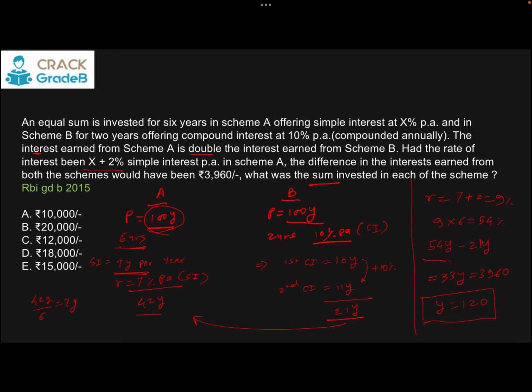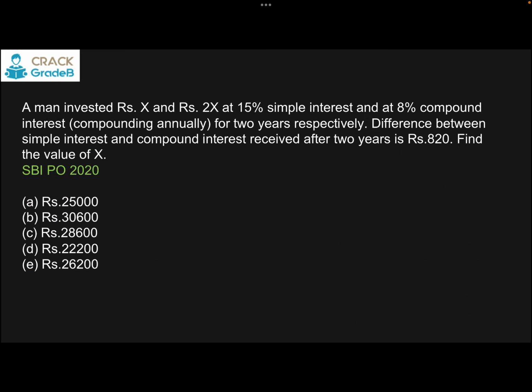They are asking what is the sum invested. So they are asking the value of P. So just put y is equal to 120 here, and the complete principal will be 12,000. So you can get the type of the questions that they ask in RBI Grade B. The questions will be mostly comparison based. So scheme A, scheme B type of question you are expecting.